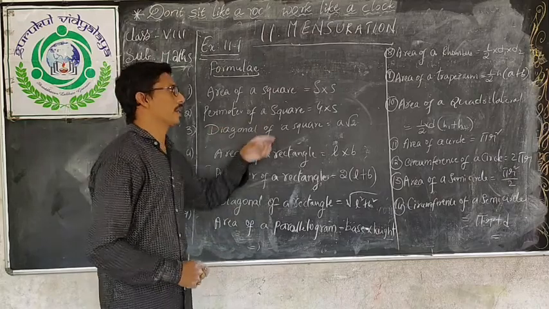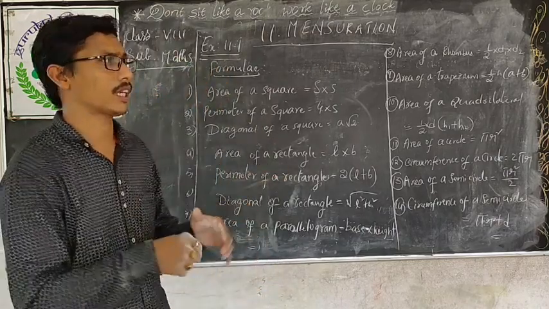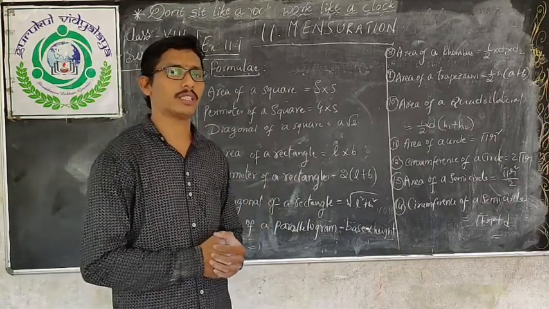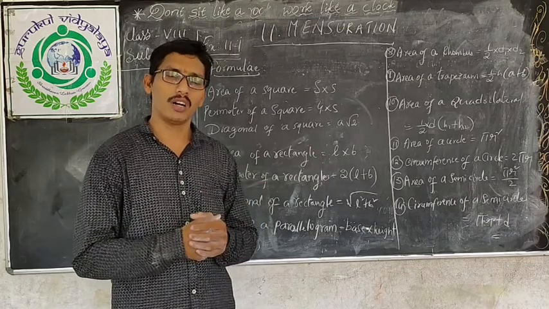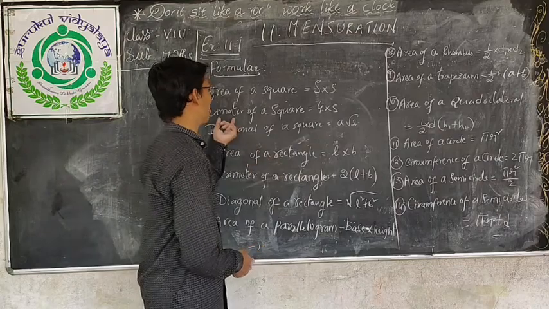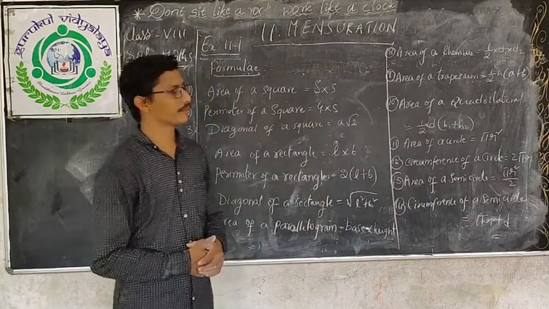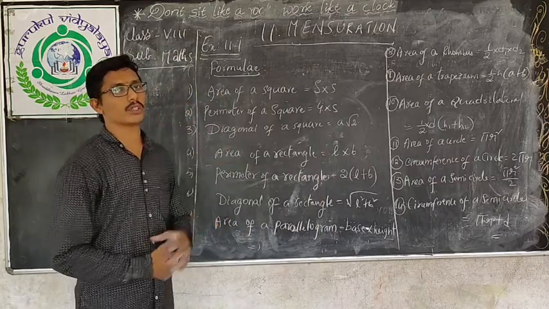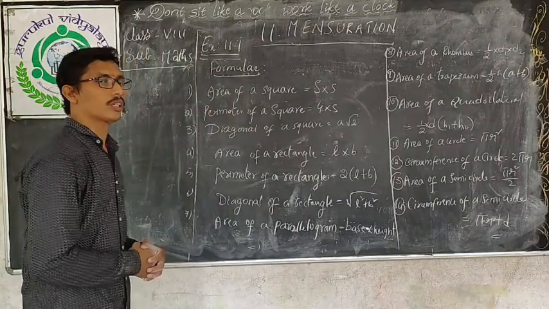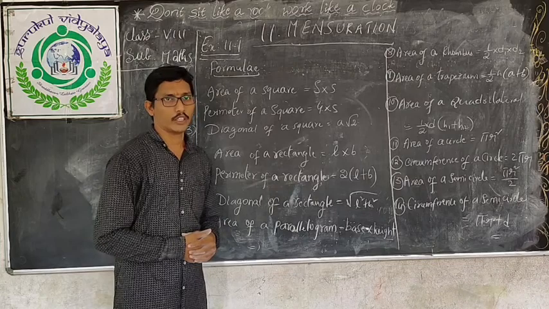Perimeter of a square is equal to 4 into S, that means the sum of 4 sides. The general formula for the perimeter of any two-dimensional figure is the sum of all sides. Instead of that, some different formulas also are there. Perimeter of a square is the sum of all sides, or else 4 into side. Diagonal of a square is equal to a root 2. Area of a rectangle is equal to L into B.